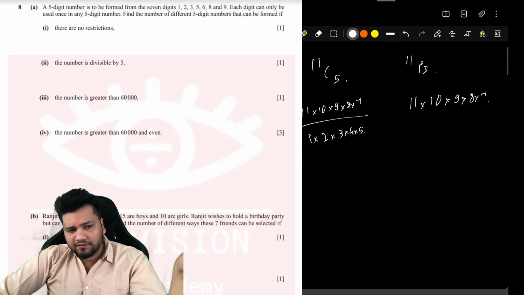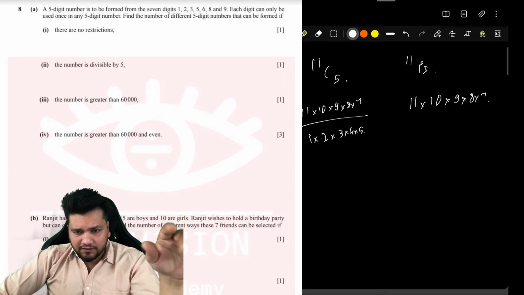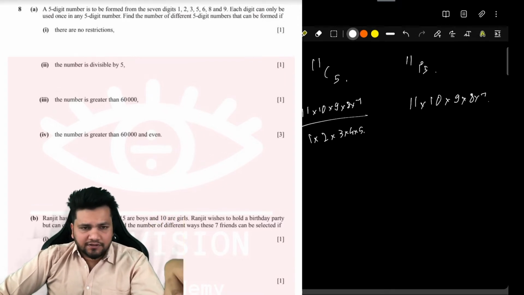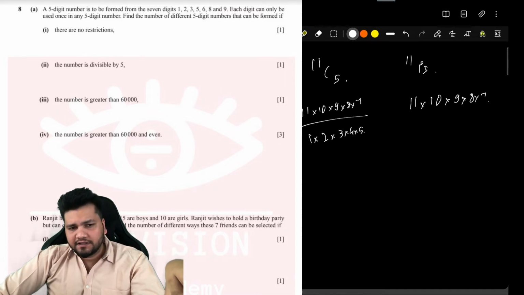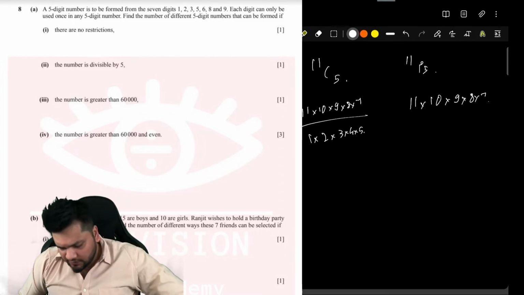Now this is something which is important. It's 3 marks, and as I told you, whenever it's 3 marks, you will have cases. When we are looking for a number greater than 60,000 and even, you need to figure out that it should start with 6, 8 or 9. So we'll form two cases. This is where everybody gets confused.